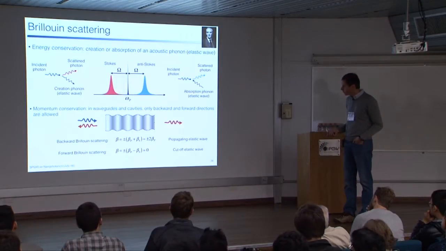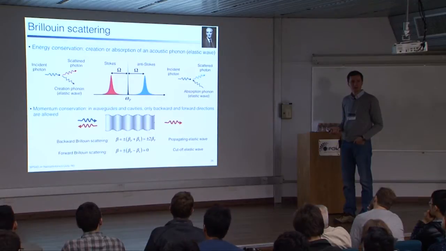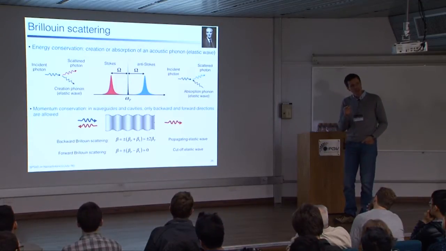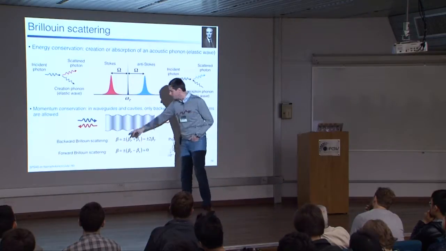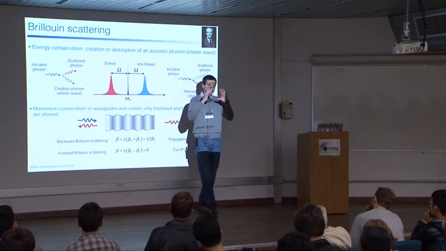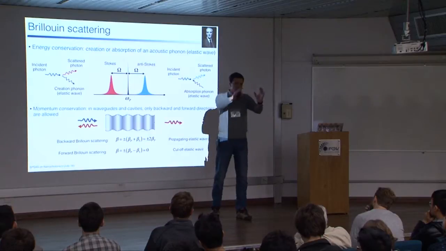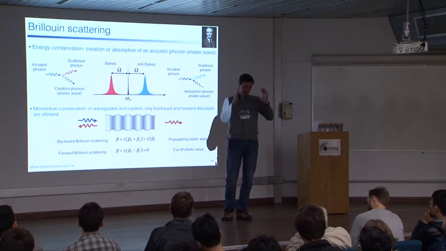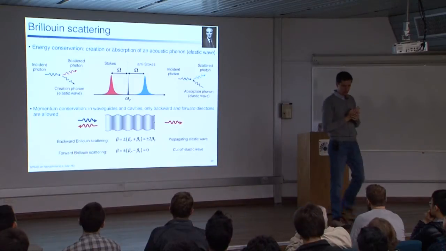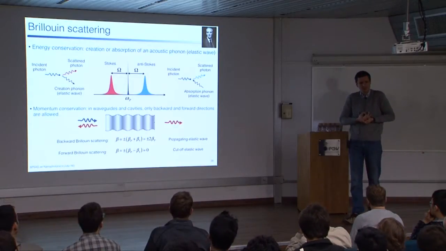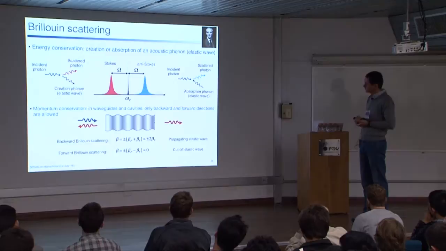And so for forward scattering, the acoustic waves are at the cutoff point, meaning they do not propagate. They have beta almost zero. They're just transverse vibration. The entire structure is vibrating like that. It's not a wave that is propagating. Is the difference clear? Yeah? Okay. Very well.